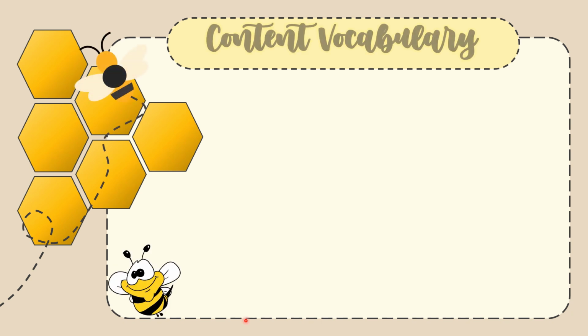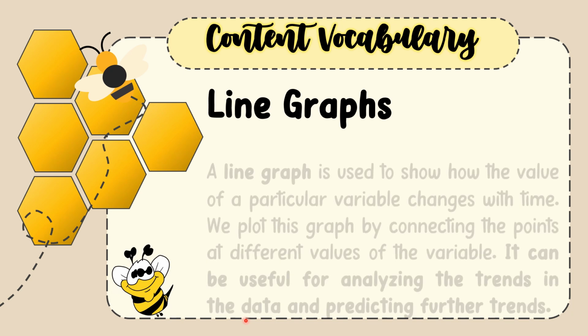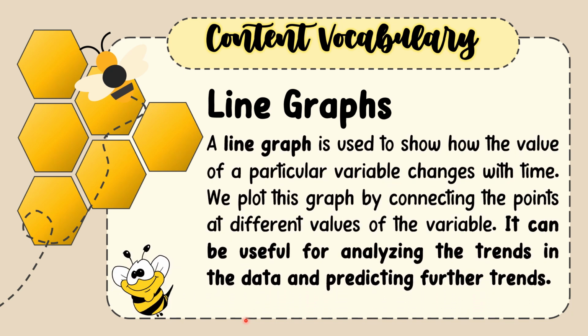Let us have a brief discussion of the different types of graphical representations. Let's have first the line graph. A line graph is used to show how the value of a particular variable changes with time. We plot this graph by connecting the points at different values of the variable. It can be useful for analyzing the trends in the data and predicting further future trends.